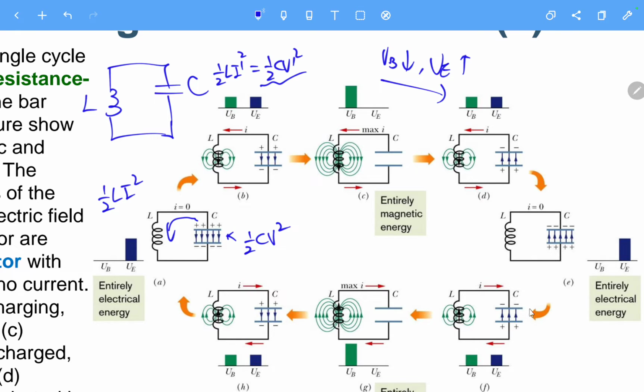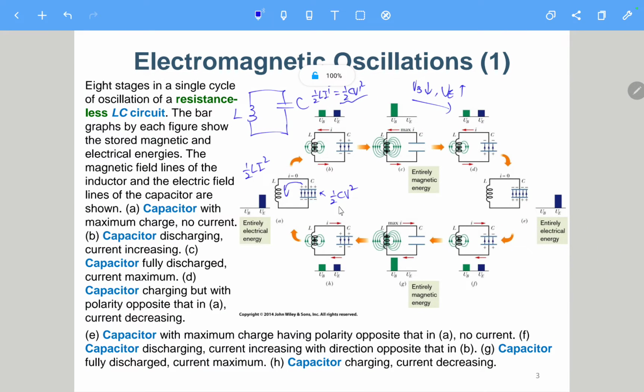Okay, this step will move forward, and then UE becomes smaller and UB increases, and finally it goes back to here. So it's like simple harmonic motion. The energy stored in the capacitor and the inductor are transferred to each other back and forth.